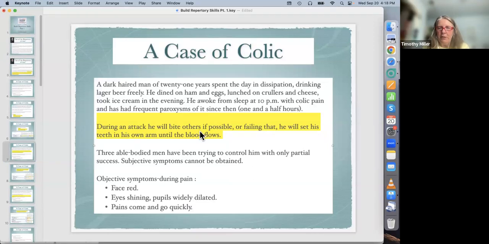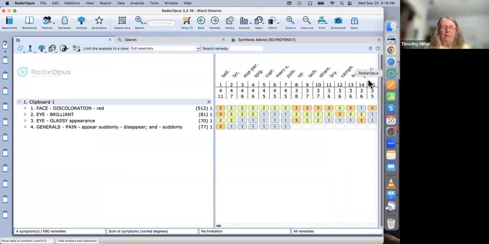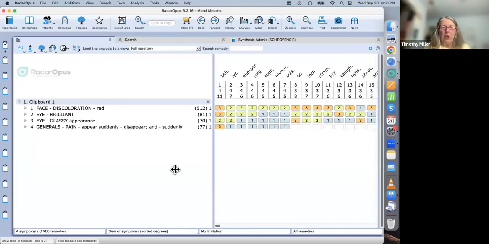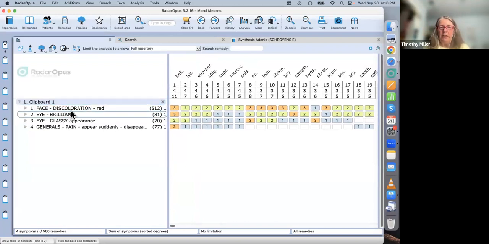We have now additional information. During an attack, he will bite others if possible, or failing that, he will set his teeth on his own arm until blood flows. Wow. I think this is an important piece of this case, right? Because so far, we've got these two eye symptoms, as well as these, which are all our objective symptoms. We've still got quite a good selection of remedies to choose from here.